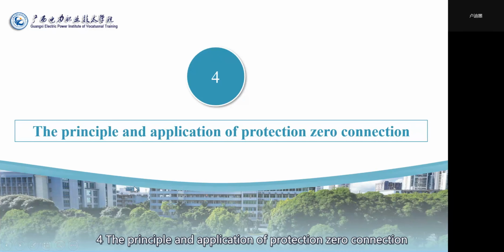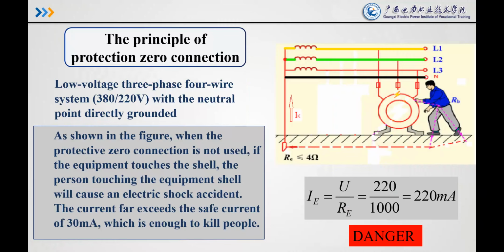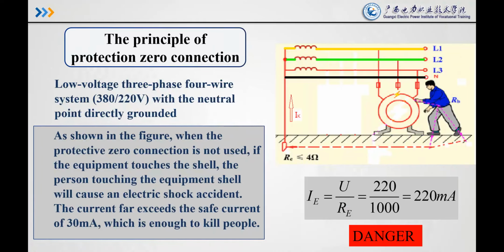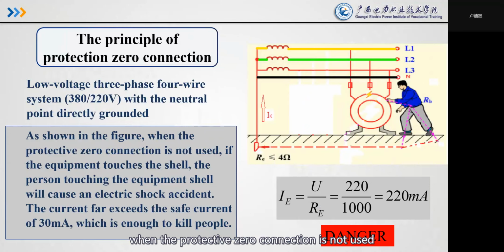4. The principle and application of protection zero connection. The principle of the protection zero connection: low voltage three-phase four-wire system with the neutral point directly grounded. As shown in the figure, when the protective zero connection is not used, if the equipment touches the shell, a person touching the equipment shell will suffer an electric shock accident, and the current far exceeds the safety current, which is enough to kill people.